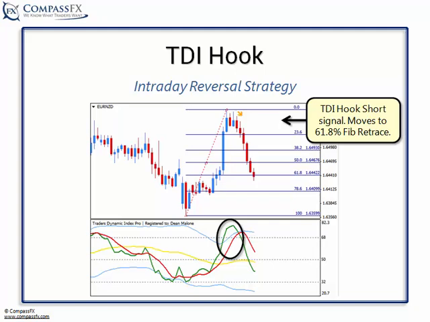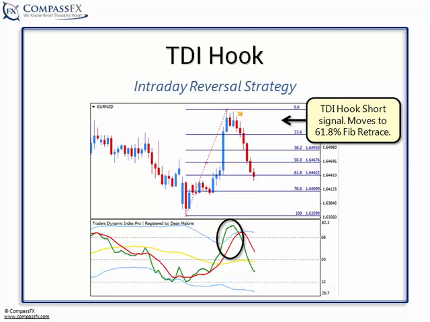In this instance, you can see that the TDI hook short alert comes out and we have a nice move to the downside and it goes all the way down to a retracement level of 61.8. Look for each one of these levels to be an area to potentially exit your trade, be it the 23.6, the 38.2, which is a standard profit taking, the 50 level and the 61.8 level. Just be aware that oftentimes traders will try to step in at those levels and try to push the market back up. In this case, we had the market come all the way down to the 61.8, a nice retracement.